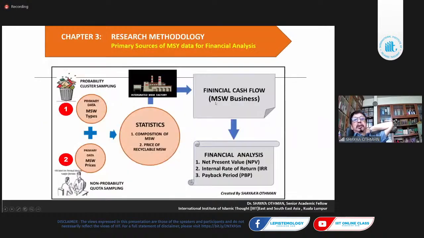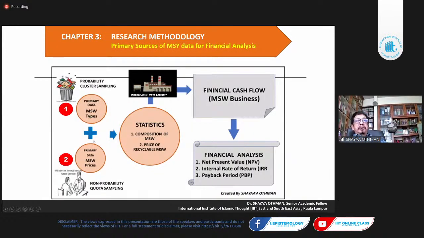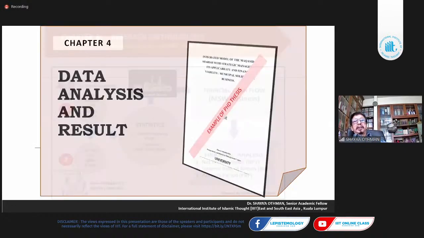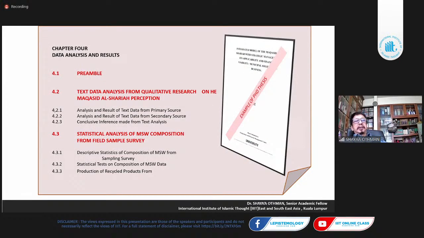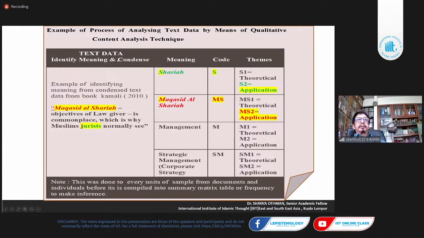Okay, this is the other part of our research, from the interviews and the market research. We met the respective wholesalers. And so we combine the two, got statistics, and came up with financial cash flow and financial analysis. Data analysis results, these are the results. This is quantitative analysis, and this is content analysis. We use content analysis and coding, big codes, remember I put the maqasid al-Sharia code and the management code.